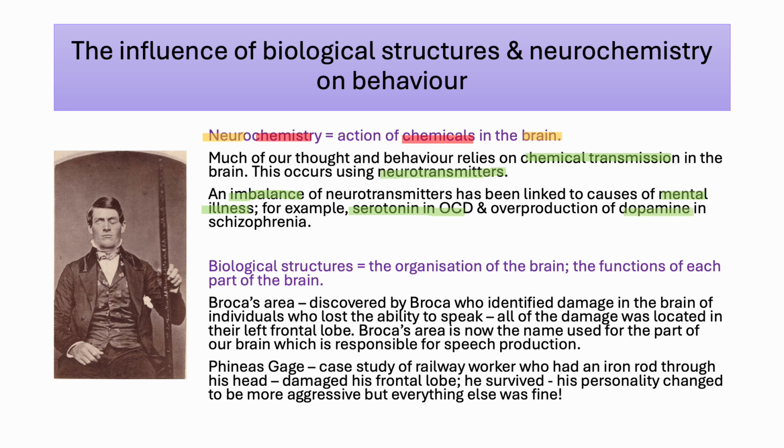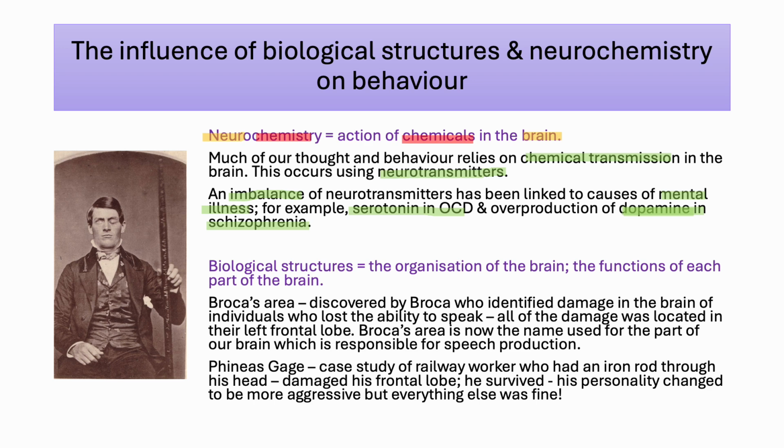Overproduction of dopamine has been linked to schizophrenia, which is a form of psychosis where a person hears voices or has hallucinations. So there might be visual hallucinations, auditory hallucinations, etc. But that's been linked to dopamine, which is a chemical in the brain.